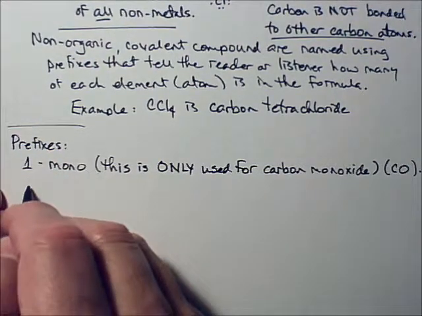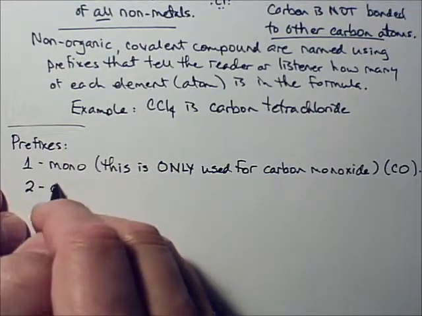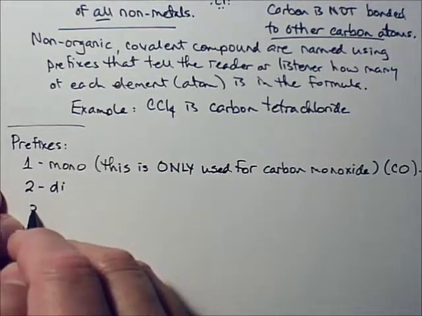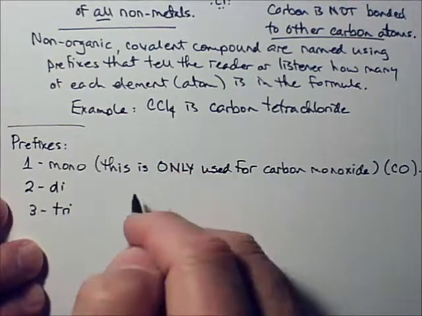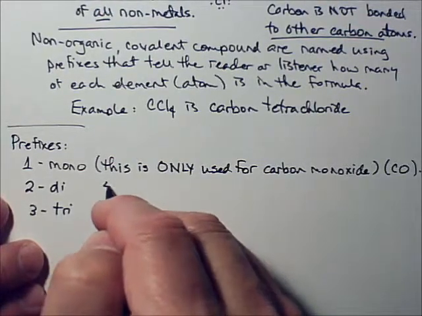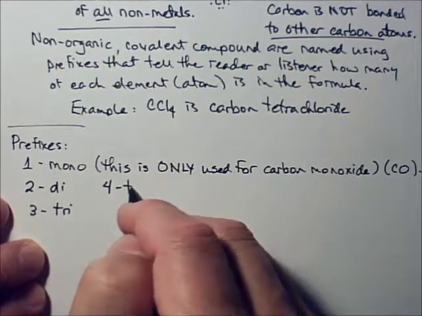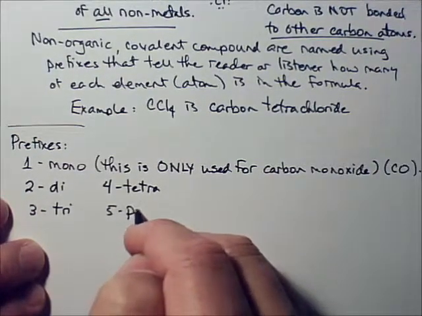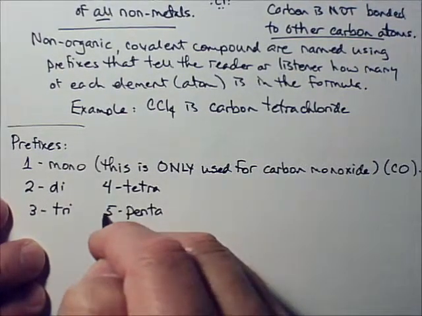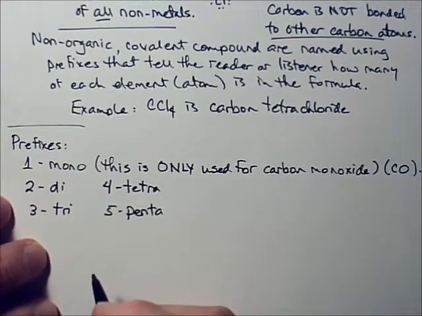So that's 1. We almost never use it. 2 is di. 3 is tri, like tricycle. 4, tetra. We already learned about that one. 5, penta, like the Pentagon has 5 sides.